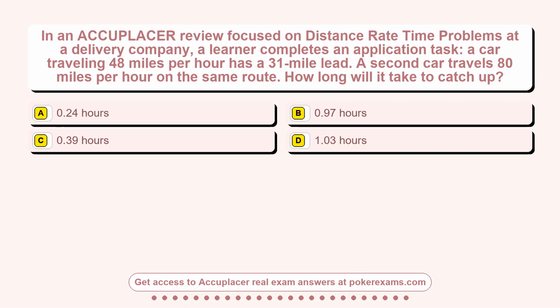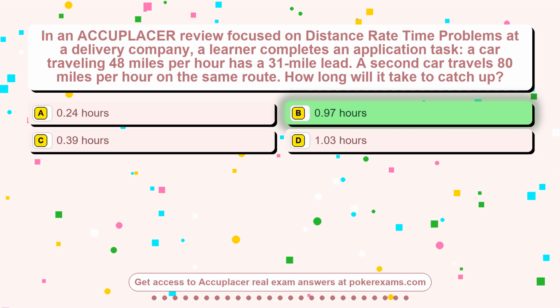Question 7. A lawsuit alleges that a state university uses a classification that triggers constitutional review for unequal treatment. Which constitutional principle is central to the claim? Option A, Establishment Clause. Option B, Supremacy Clause. Option C, Full Faith and Credit Clause. Option D, Equal Protection Clause. The correct answer is option B, 0.97 hours.